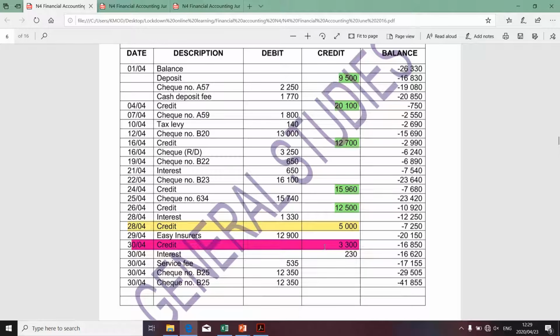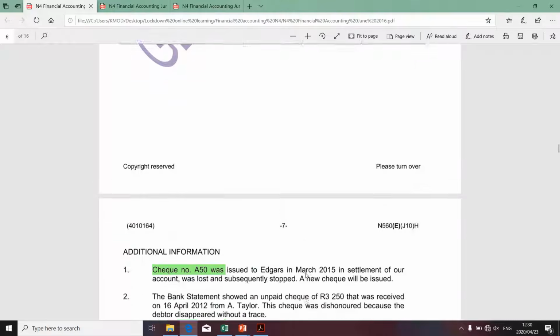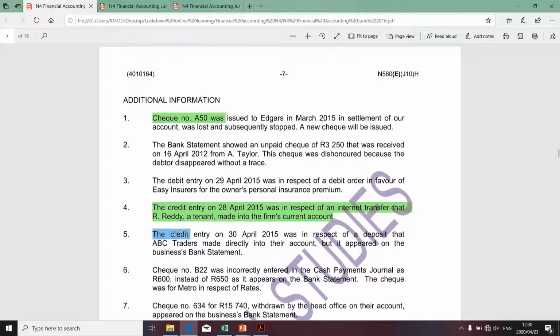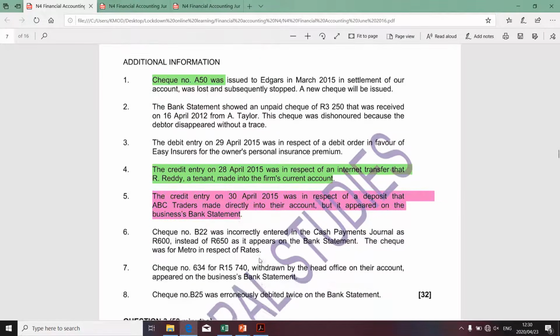Because this error was committed by the bank, this transaction will be reflected on the bank reconciliation. Remember, a bank reconciliation is a supplementary statement to what the bank statement should look like. So I'm going to leave this transaction, and when I do the bank reconciliation, I'm going to take this transaction into account in preparation of the bank reconciliation. So let's see if there's anything that we need to take into account. I'm going to highlight this in pink. That has been taken into account.